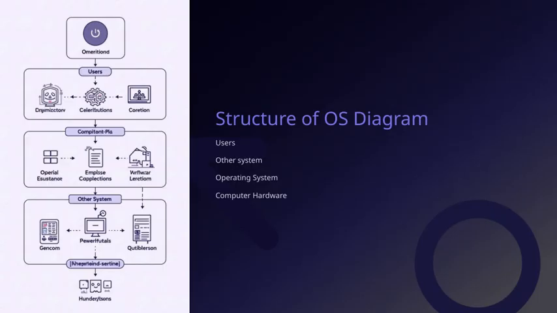Let's take a closer look at the structure of an operating system, starting with the diagram. At the top, we see the users and other systems. These represent the external entities that interact with the operating system. Users could be people, applications, or other systems that need to access hardware and software resources. The other system might be external devices or networks that communicate with our main system.